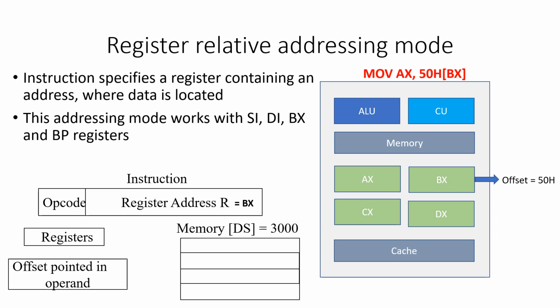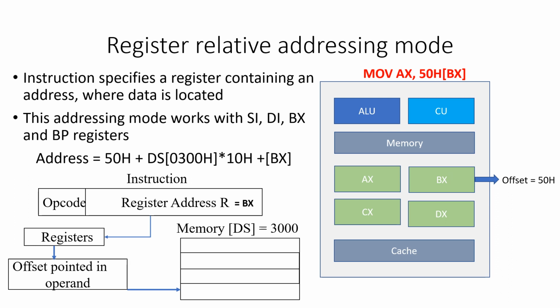So what happens here is that the effective address is calculated as 50H, which is this particular 50H, and the data segment is multiplied with 10H, and then the BX, which was holding this 50, is also replaced with this value 50. So the effective address calculation in this particular case is 50 plus 3000 plus 50. So the effective address is going to be 3100, and whatever the data, let's say in this case 10, gets updated to the accumulator.